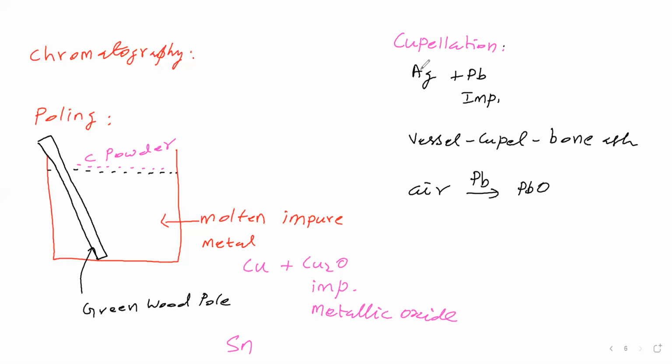The impurity that can be removed in this method is one that can be easily oxidized. An example is silver, where the impurity lead can be removed by this method. So these are the concentration methods for purifying the crude metal.